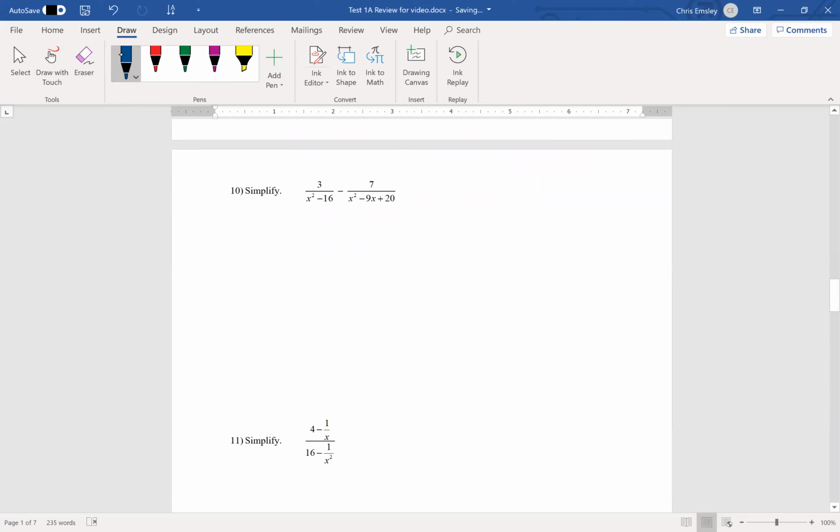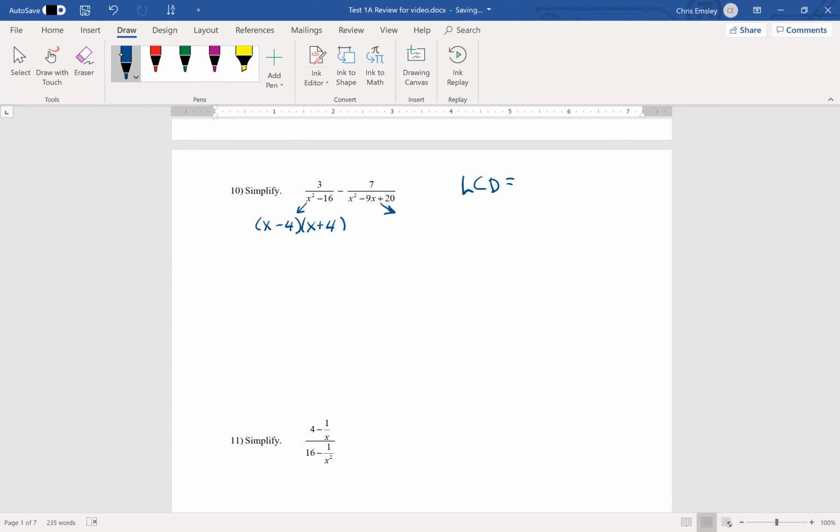Number 10, similar, except we are subtracting the fractions instead of adding them. So again, no matter if you're adding or subtracting, we need to figure out what the least common denominator is. Before we can do that, we probably want to factor each one of these denominators. So this first one factors into x minus 4, x plus 4.